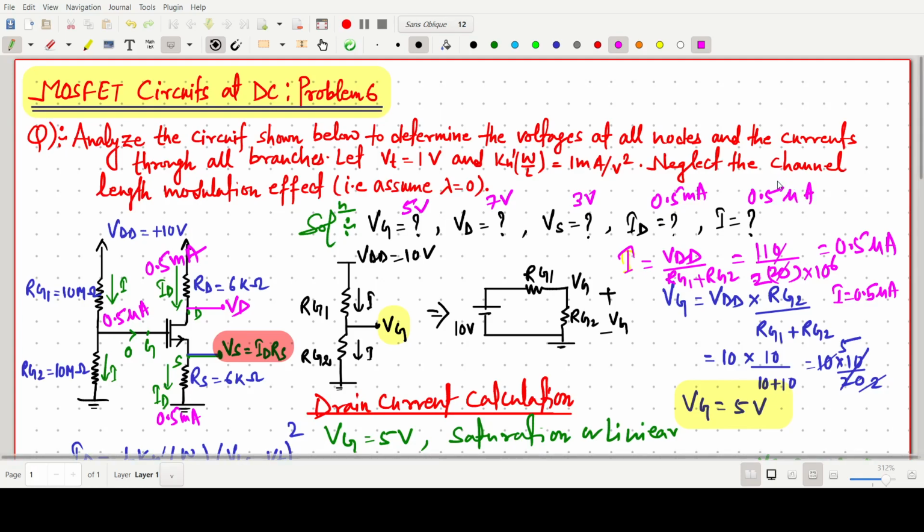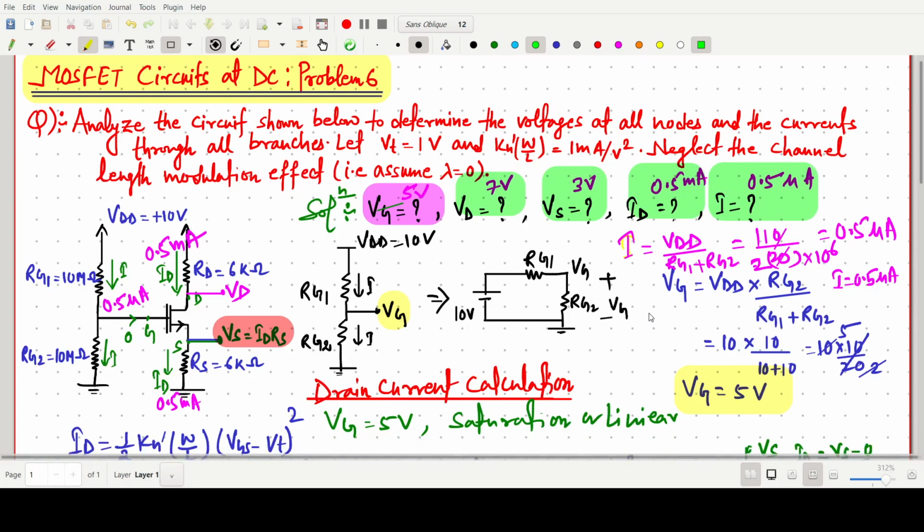So this is all about this simple question. The thing is that we have to be very careful about the process, and we have to find all the values step by step. I am also highlighting all these terms. Clear? So this is all about this question.